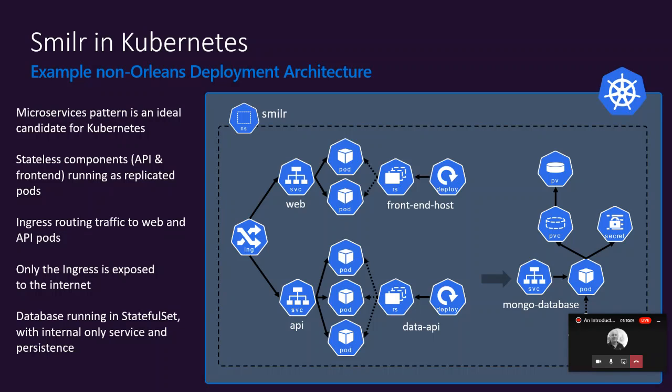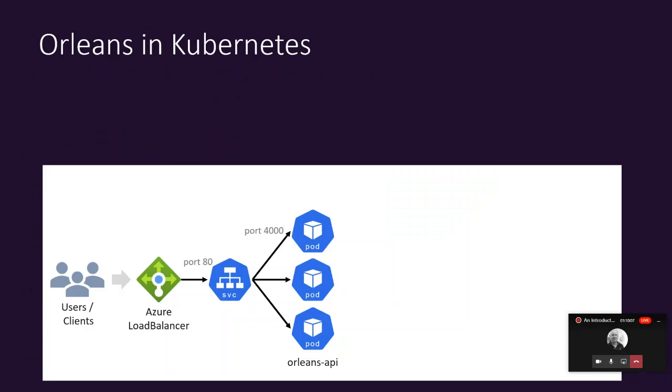So this is the almost canonical way of standing up a web application with a database backend in Kubernetes. So what did that look like when we had the Orleans version of the Smilr? Things were slightly different, and certainly for myself, as a person that spent quite a long time deploying things to Kubernetes, this took a little bit of an adjustment.